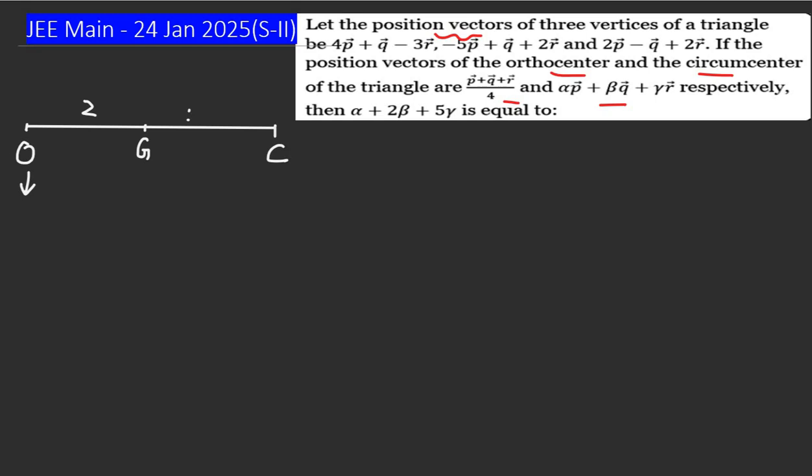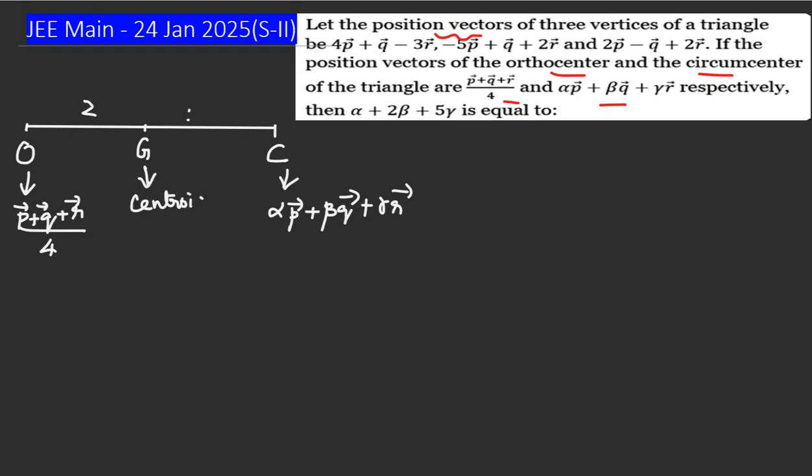The orthocenter given from the question will be equal to (P vector plus Q vector plus R vector) divided by 4, and the circumcenter is given to be, from the question, alpha into P vector plus beta into Q vector plus gamma into R vector. This is what is given here. Now G is the centroid of the triangle. We know the formula to find the centroid of the triangle.